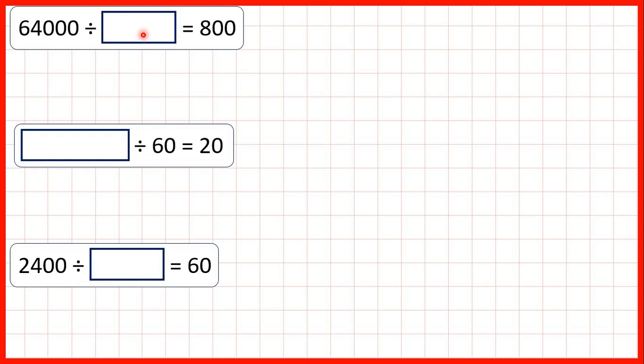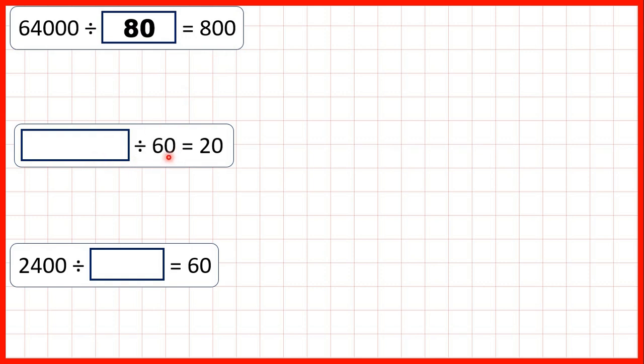64,000 divided by what is 800? Well, 64 divided by 8 is 8, but then we need an end zero. That's because we can cancel one end zero, and that would leave us with two end zeros in our dividend, so that's why we have two end zeros in our quotient. 6,400 divided by 8 is 800, so 64,000 divided by 80 must also be 800.